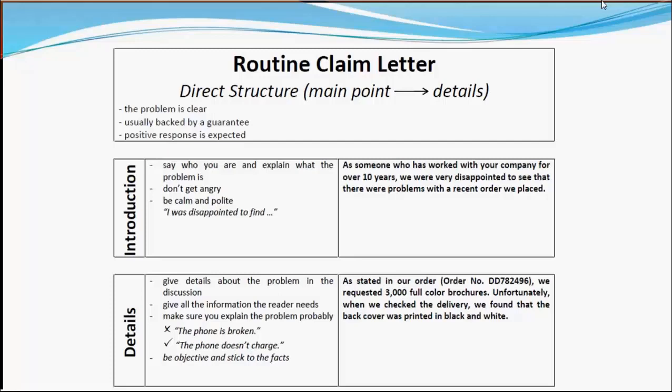Or give all the information the reader needs: the order number, what you ordered, and what you got. Make sure you explain the problem exactly, okay? Here are some examples. The phone is broken. No, the phone doesn't charge. That's clear. It's not that it is broken. So be objective and stick to the facts.